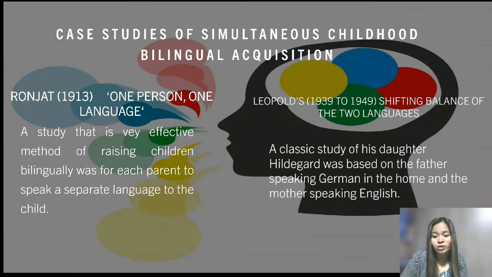Also, Leopold studied his second daughter, Carla. Carla understood German but spoke very little German to her father. So in childhood, Carla was a passive bilingual. Yet at the age of 19, Carla visited Germany where she was able to change from receptive German to productive German, managing to converse relatively fluently in German. So that is Leopold's study about the shifting balance of two languages.